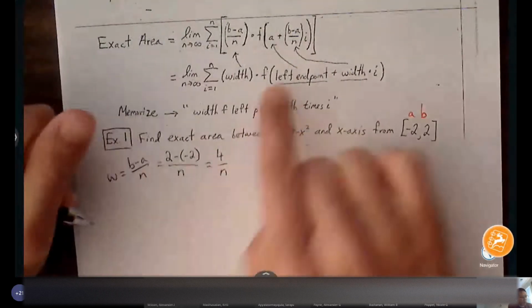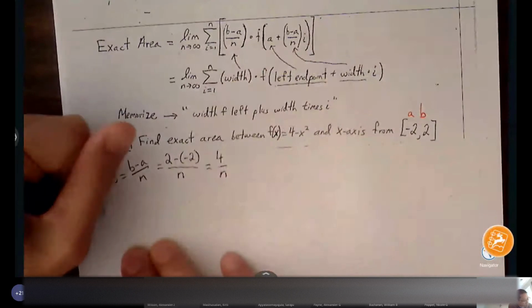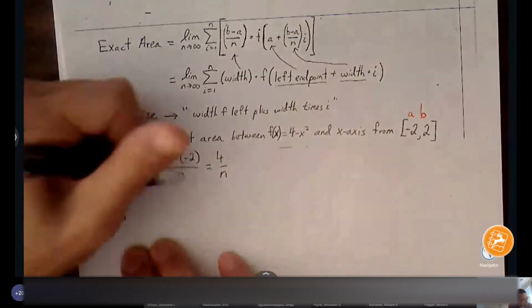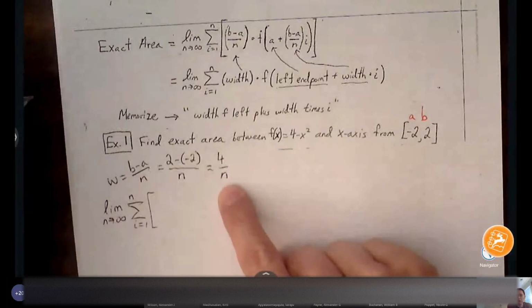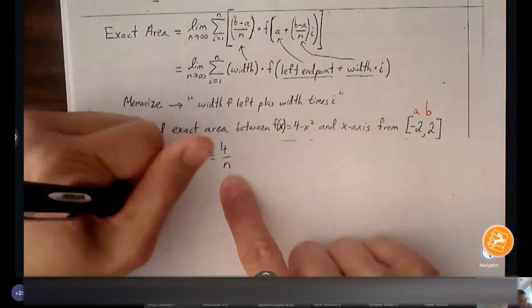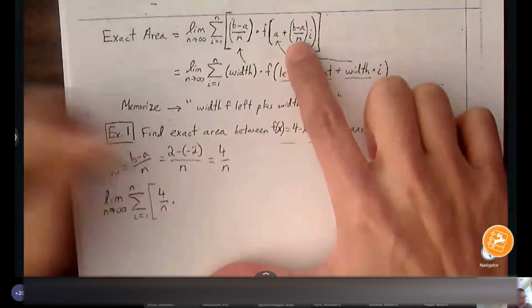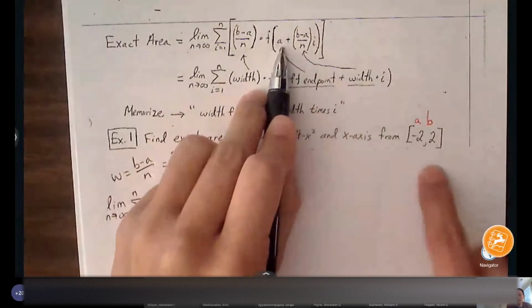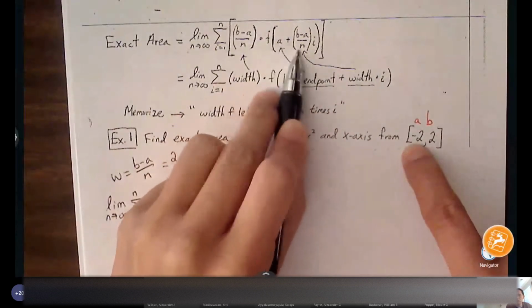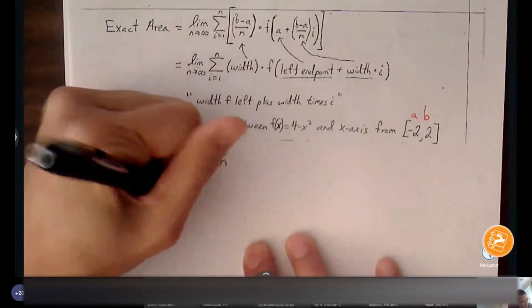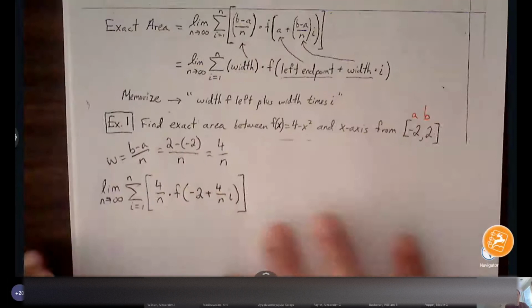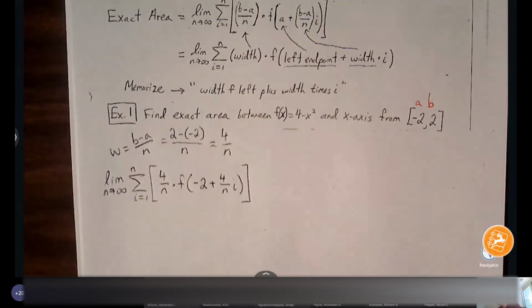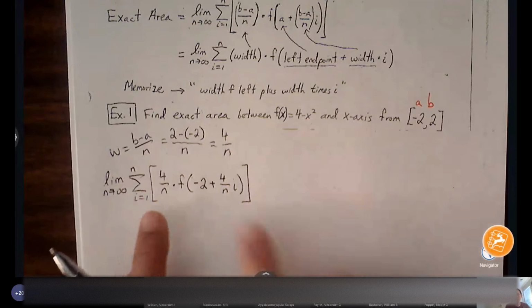Okay. All right, so now I'm going to start putting the pieces into my formula. Okay, my width component is 4 over n. And then my height component, f of my left endpoint, I'm starting at my left endpoint, which is -2, and I'm going to keep adding the width to reach my next interval. All right, any questions up to this point?